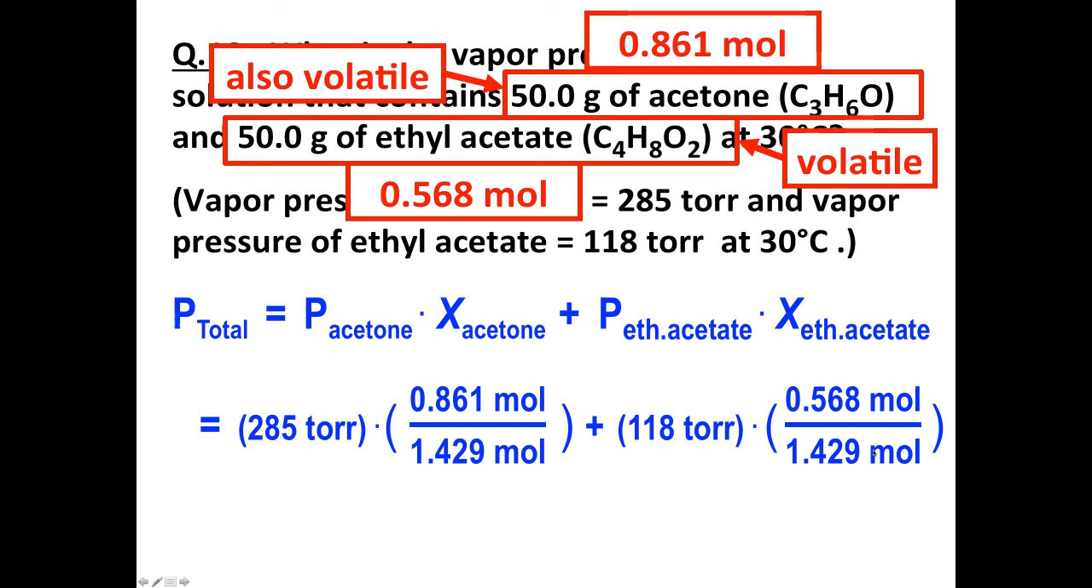Moles, of course, will cancel in the mole fraction, and we'll get a number of torr for the vapor pressure of the acetone part or fraction of the solution, and then similarly for the ethyl acetate part of the solution, and then the total is 219 torr, and that's the total vapor pressure due to the solution, and here again with two volatile substances.